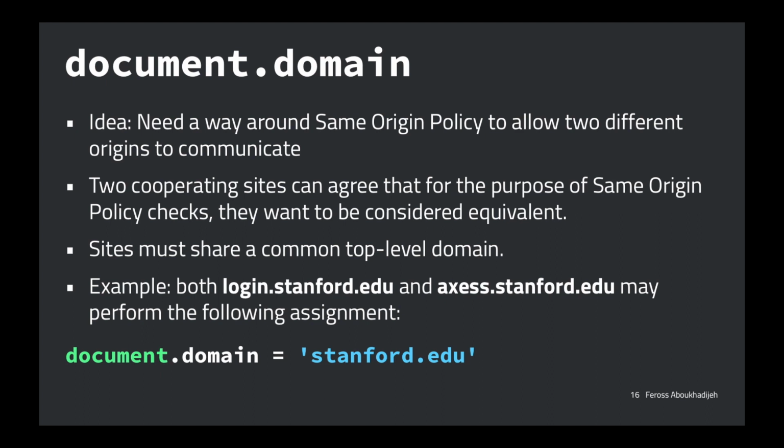The idea seems like a good one at first. Say login.stanford.edu and access.stanford.edu want to cooperate with each other. They can both run this line of code, which says, for the purposes of the same origin policy, please just pretend that this is my domain. Now, you can't set this to anything, because that would break everything. All you can do is set this to something more general than your domain. So login.stanford.edu can chop login off and pretend that it's stanford.edu. In fact, you can even chop off the Stanford part and pretend that you're edu, and let any other edu site interact with you. Probably a bad idea, but you can do that.